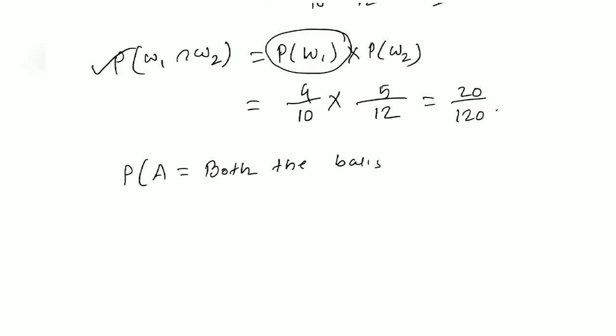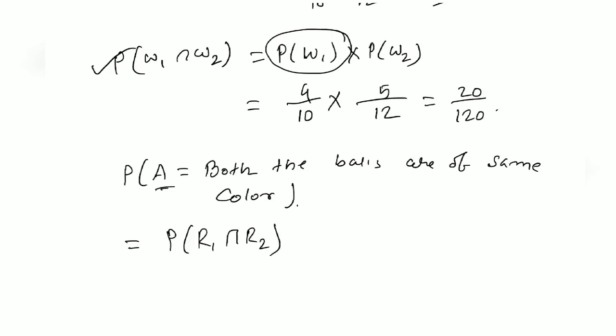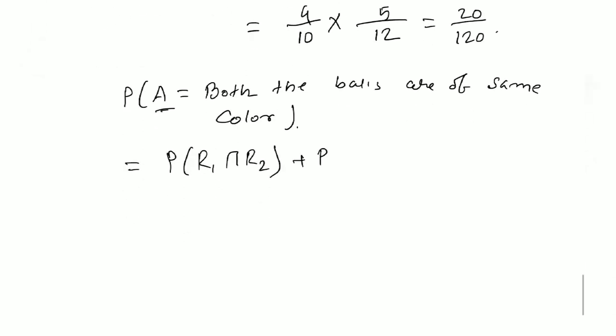Now what if you need to calculate the probability of A, such an event where both the balls are of the same color? According to the question, you need to find this probability. You can get both balls red, you can get both balls white, and similarly you can get both balls blue. Just write it down.